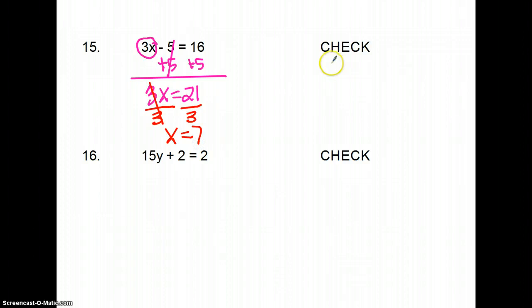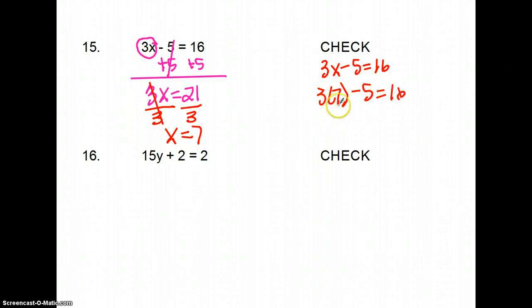Now I need to check my work. First step in my check, write the problem. 3x minus 5 is equal to 16. Second step, plug in x. 3 times 7 minus 5 equals 16. 7 times 3 is 21. Minus 5 equals 16. And then I check to see if 21 minus 5 really is 16, and 16 equals 16. So I know I am right. Your check for two-step equations should never be less than 4 lines.